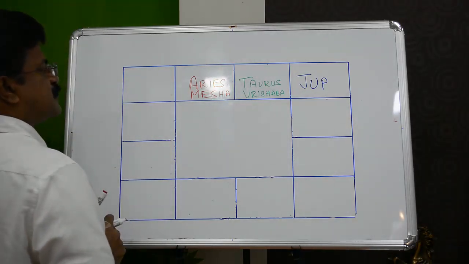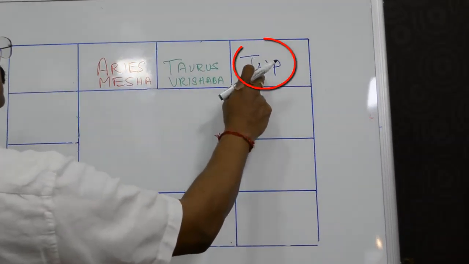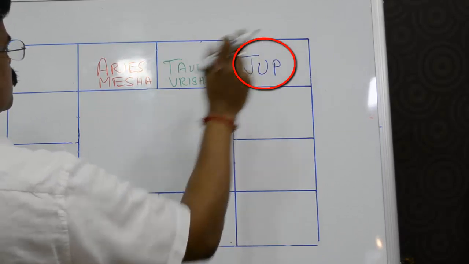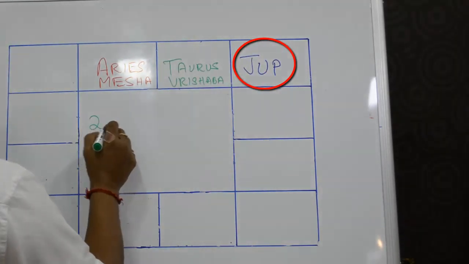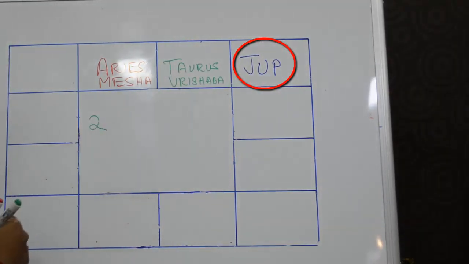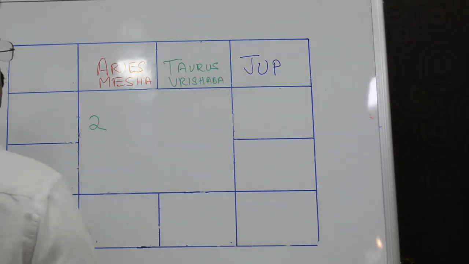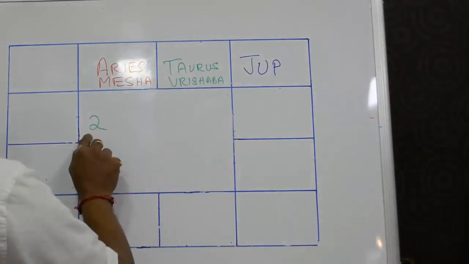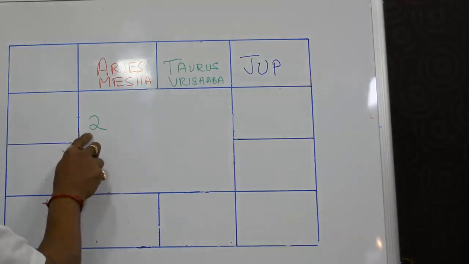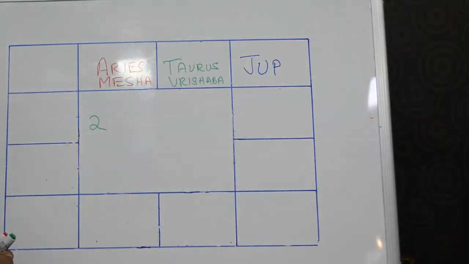For Taurus or Rishabha Rasi people, Jupiter is in the second house. Count from here 1 and 2. So you can write here 2 is the auspicious place. The second house from your moon sign is auspicious for Jupiter transit. That's why I've written it in green, 2.